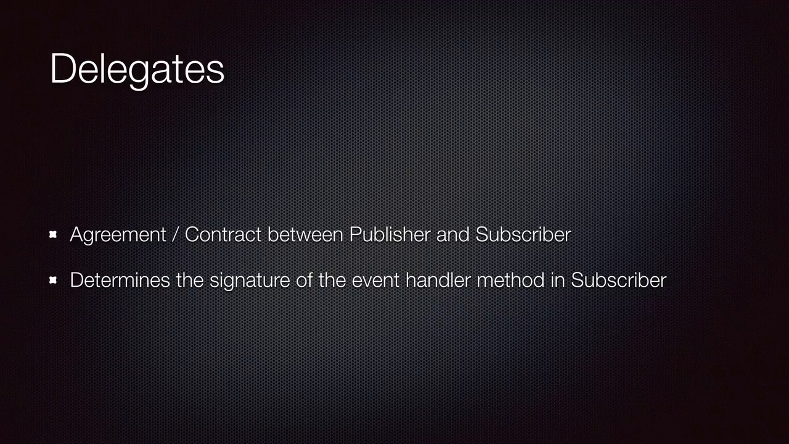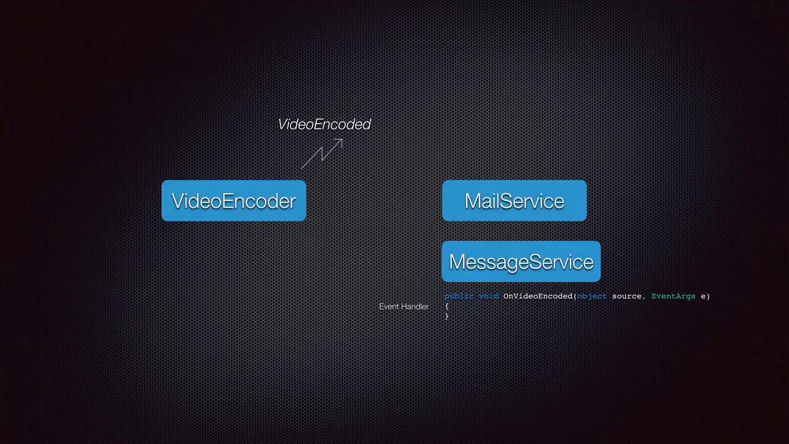So a delegate is basically an agreement or a contract between publisher and subscriber. And it determines the signature of the event handler method in the subscriber. So back in our picture here, we can have a delegate that determines that when a video is encoded and we want to notify subscribers, we should have a method that is void with these parameters. The name doesn't matter, but the signature is important.